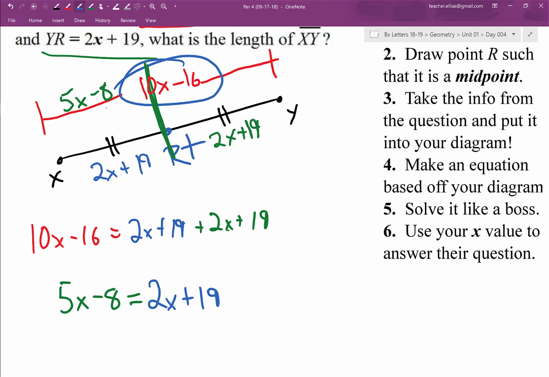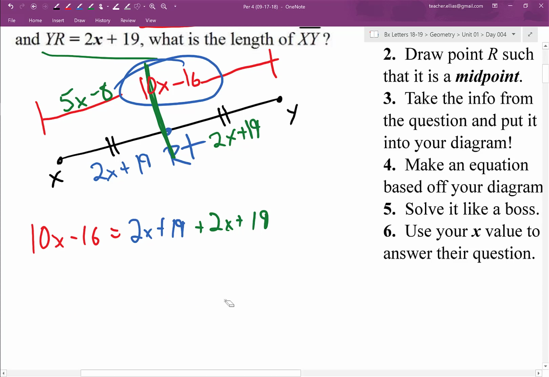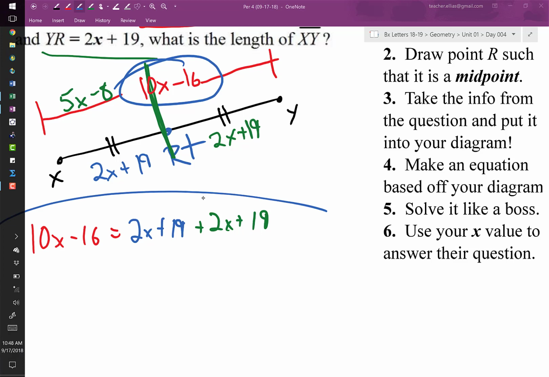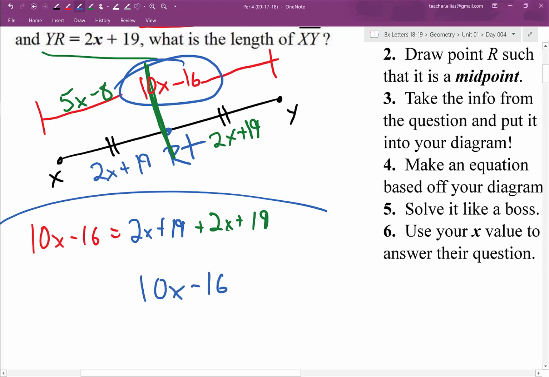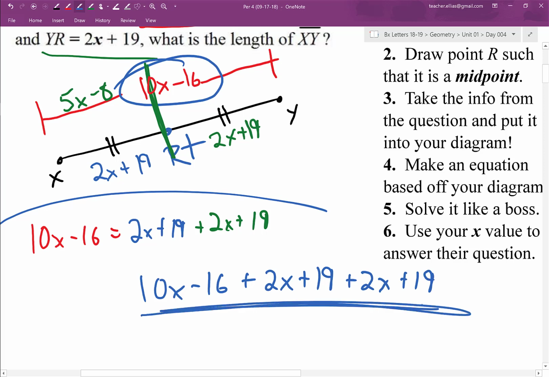Should we solve this or no? No. All right. That equation is what we're looking for. A common mistake that we were seeing earlier is we were just seeing like 10x minus 16 plus 2x plus 19 plus 2x plus 19. This doesn't have an equal sign.